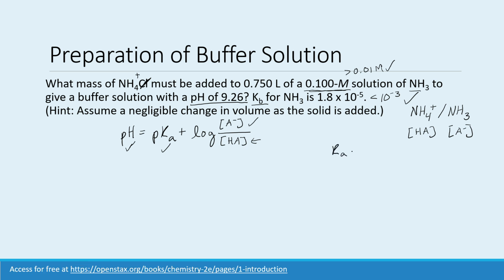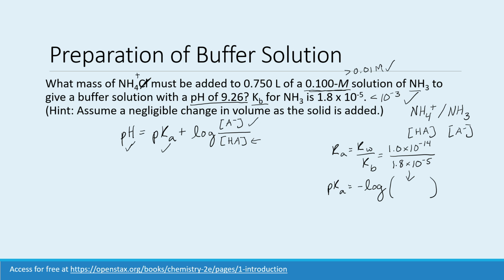let's see, remember that Ka equals Kw divided by Kb. We know that Kw is 1.0 times 10 to the negative 14th, and Kb, which is given to us, is 1.8 times 10 to the negative 5th. Okay, pKa will be equal to the negative log of that value, the 1 divided by 1.8.